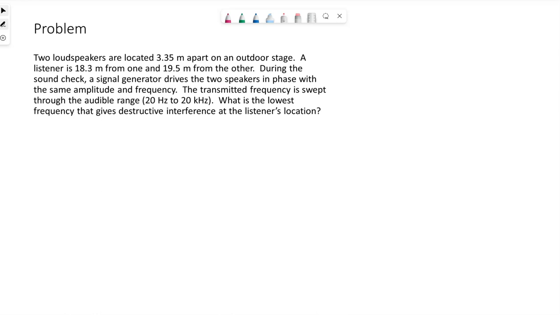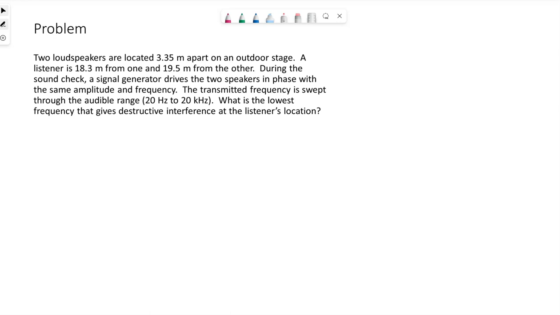We have an example problem here. Two loudspeakers are located 3.35 meters apart on an outdoor stage. A listener is 18.3 meters from one and 19.5 meters from the other. During the sound check, a signal generator drives the two speakers in phase with the same amplitude and frequency.